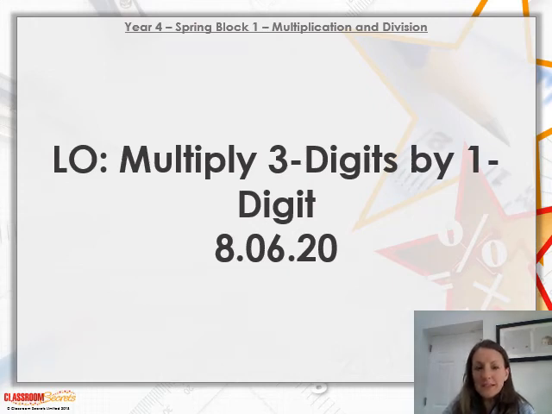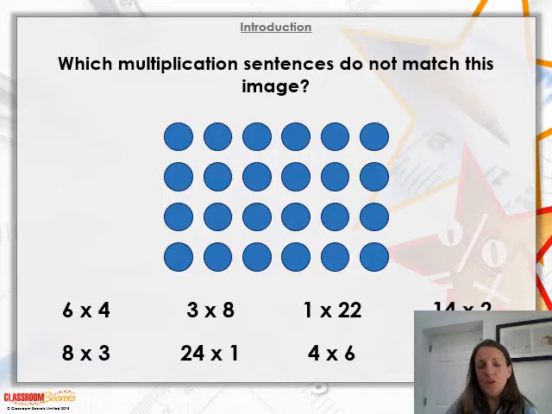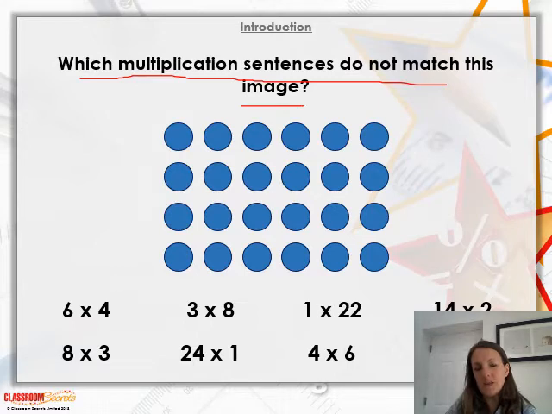Hello everybody, and today we are going to think about multiplying 3 digits by a 1-digit number. So let's have a little look. Which multiplication sentences do not match the image? So let's have a look at the image and have a think about which multiplication sentences do not match.